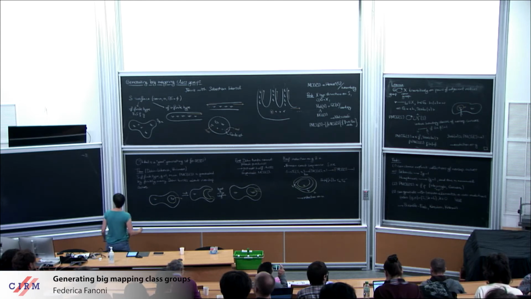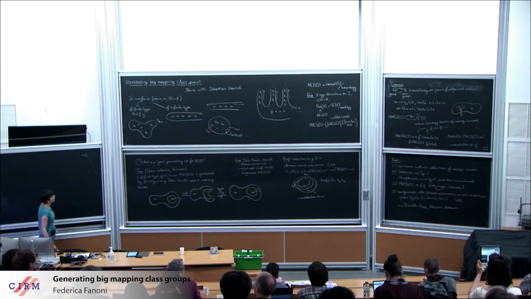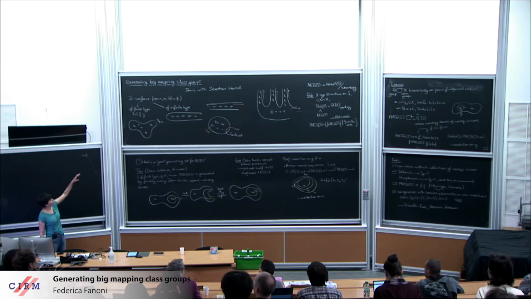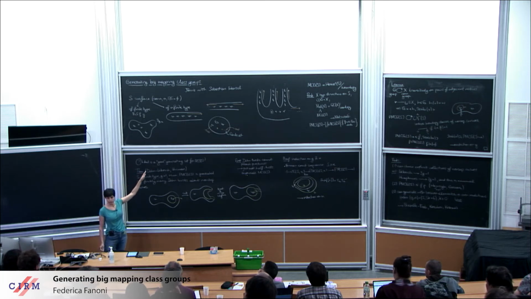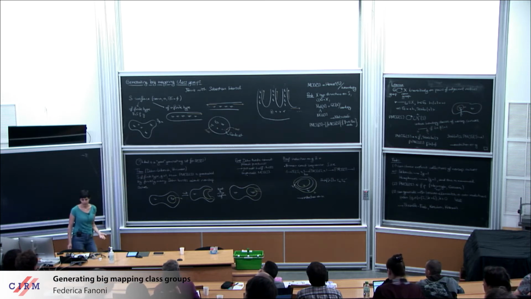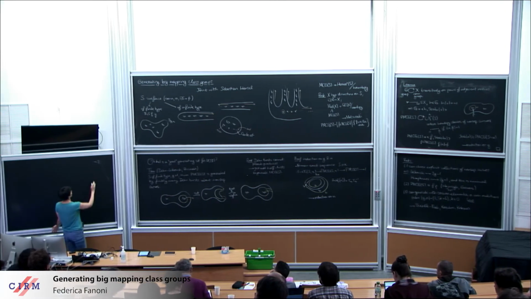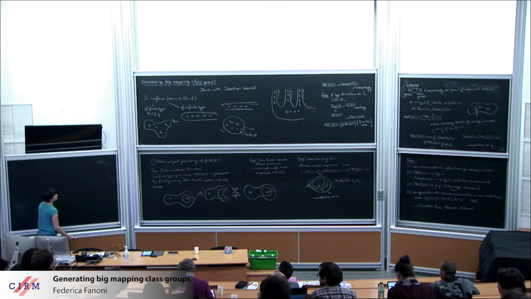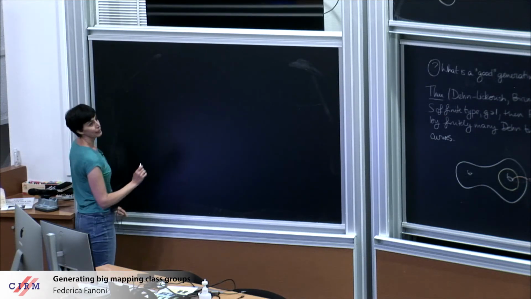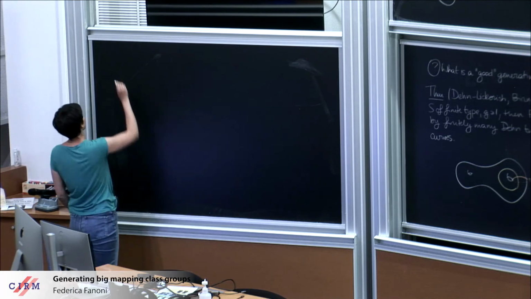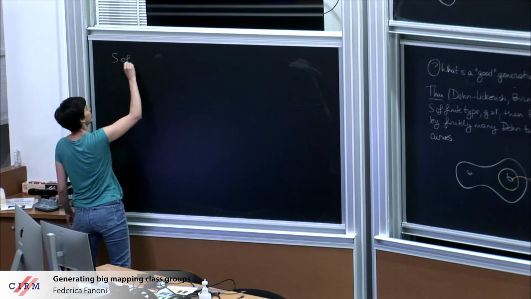Okay, now the main goal of the talk is to understand what happens to big mapping class groups. And these are mapping class groups of infinite type surfaces. The reason why they are called big is that, besides the fact that the surfaces are big, also the groups are pretty big. So say my S now is of infinite type.